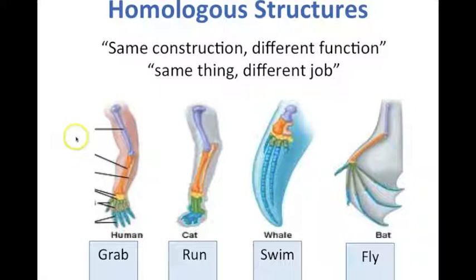So one example of this is limbs that animals have. So for example, a human has an arm with fingers and then it uses it to grab. A cat also has an arm, but it's a leg and it uses it to run. The whale's arm is used to swim, and the bat's arm is used to fly. So they're all generally the same type of structure or body part, but they're used for different things.